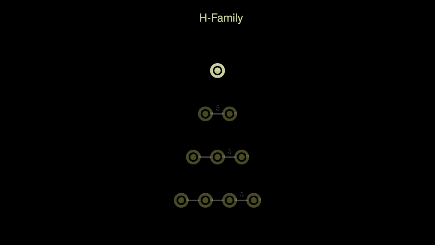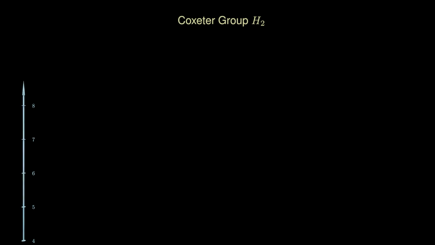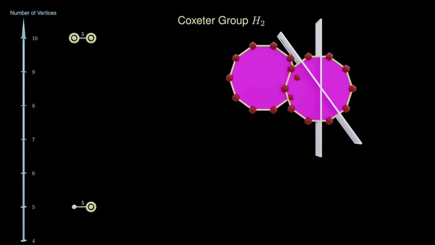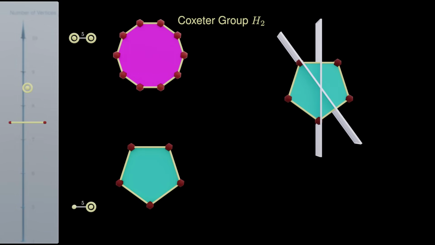The one-dimensional case offers nothing new, so we move directly to 2 dimensions. Here the mirrors meet at an angle of 36 degrees or pi over 5. The resulting reflections generate a decagon, which degenerates into a pentagon in the limiting case. A pleasing though still familiar outcome.